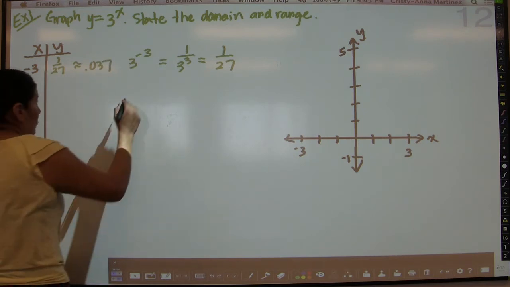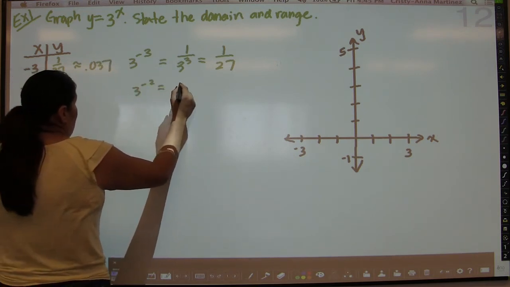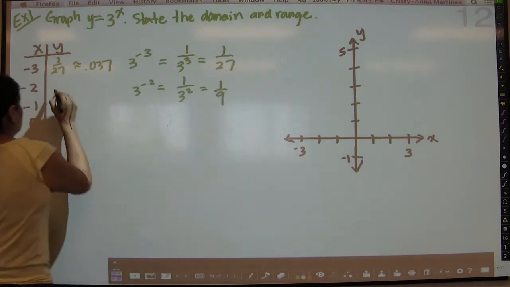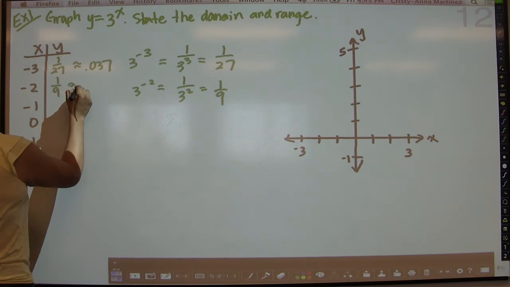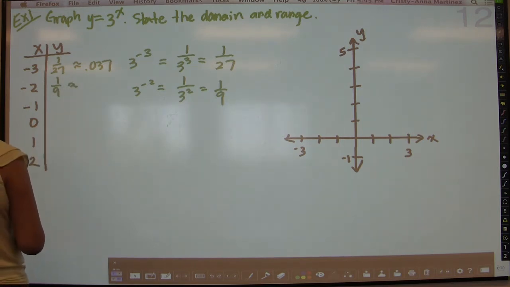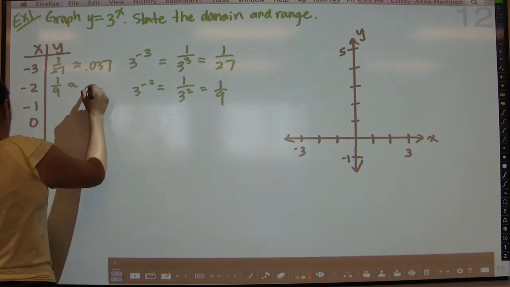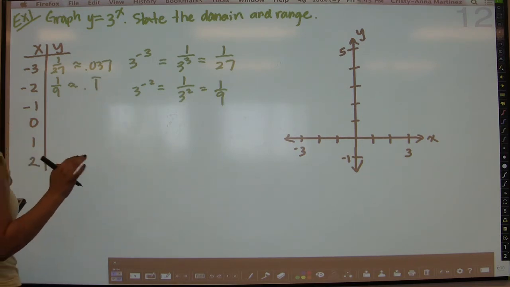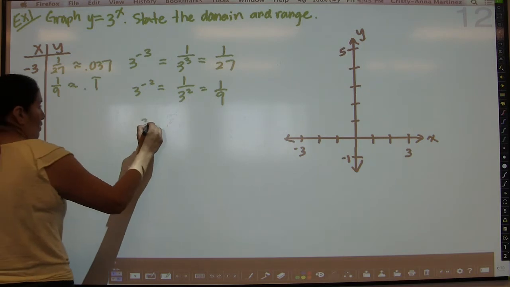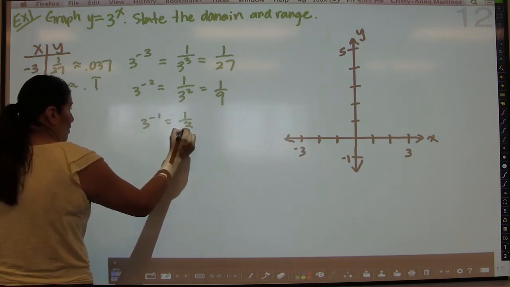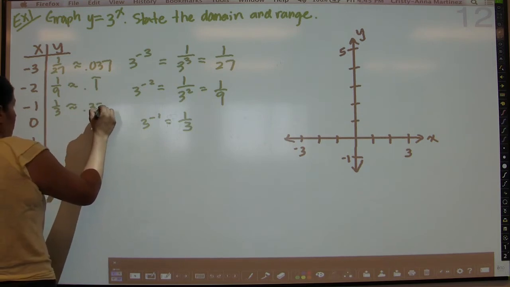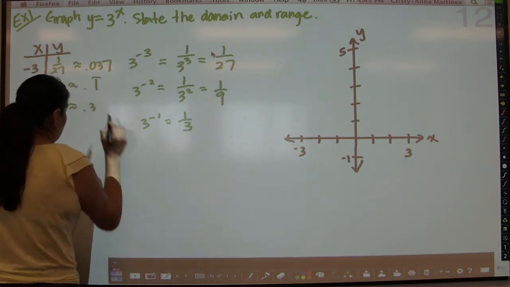And then when I plug in negative 2, I'm going to get 1 over 3 squared, which is basically 1 over 9. And 1/9 is roughly 0.1 repeating, so 0.1111111. When I plug in 3 to the negative 1 power, it's going to be 1/3, and we know that 1/3 is approximately 0.33, or basically 0.3 repeated.